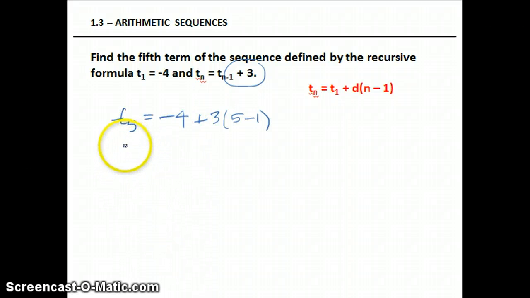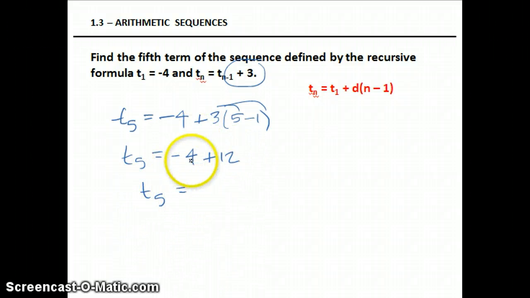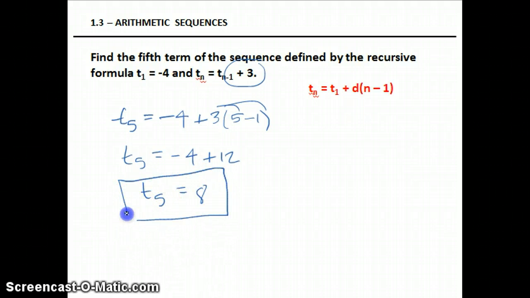Now, I know that t sub 5 equals -4. I'm going to use my distributive property. Ooh, no, I'm not going to use my distributive property. I'm going to make it easier. I'm going to say 5 minus 1 is 4 times 3 is 12. So my fifth term is 12 minus 4, which is 8. Done. Yes, you can do distributive property up here, but I don't do it unless I have to do it because it makes a little bit more work. Moving on.